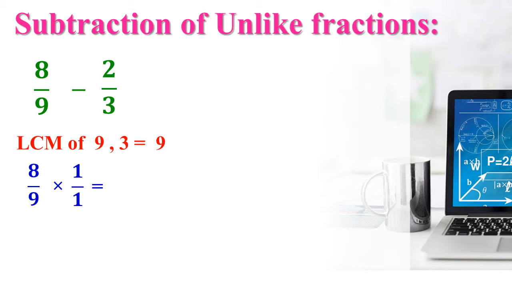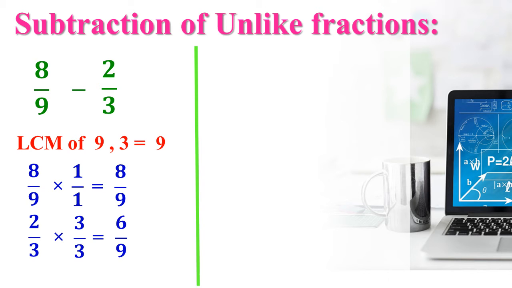So we get 8 by 9. Next, multiply both numerator and denominator of the fraction 2 by 3 with 3. So we get 6 by 9. Now we get like fractions. So 8 by 9 minus 2 by 3 can be written as 8 by 9 minus 6 by 9.